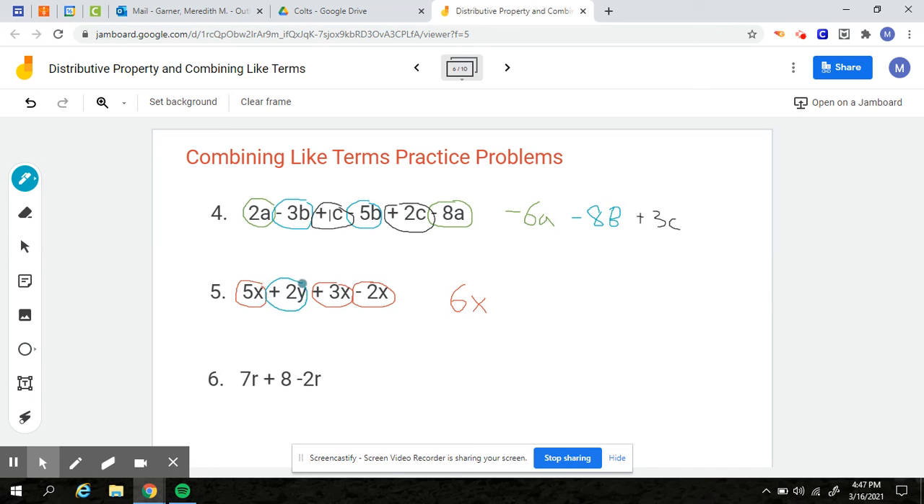There's nothing to combine with it, which means it's just going to stay how it is. All right, so plus 2y. There's nothing to combine, so it just stays how it is.